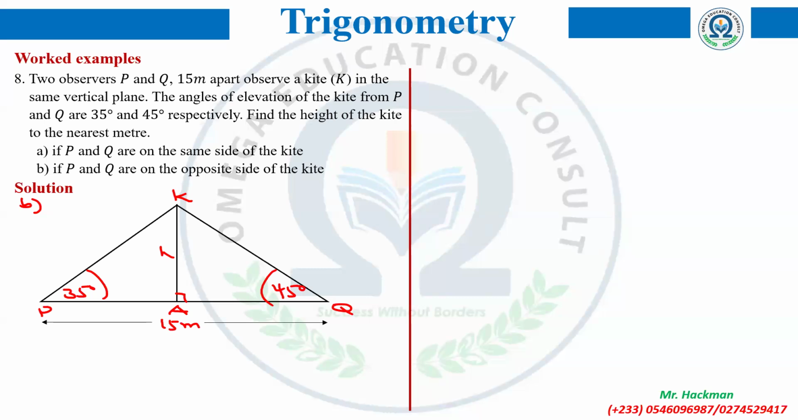With this one, I will not separate my two right angle triangles. I will work with what I have here directly without separating them. If I represent AP by X, then I don't need a rocket scientist to tell me that if the whole distance is 15 and this is X, the remaining distance will be 15 minus X. Do you all agree? Yes. So this gives us 15 minus X.